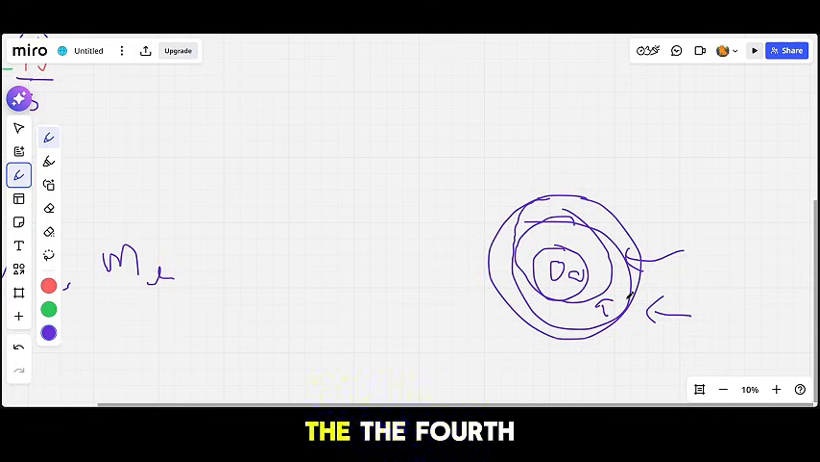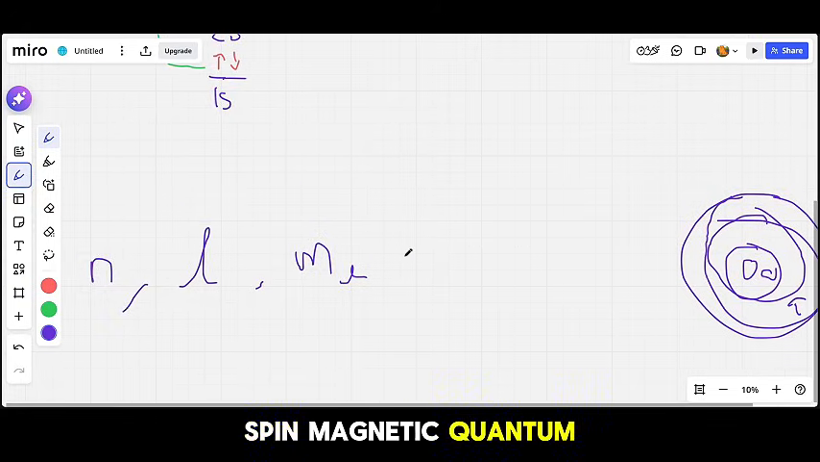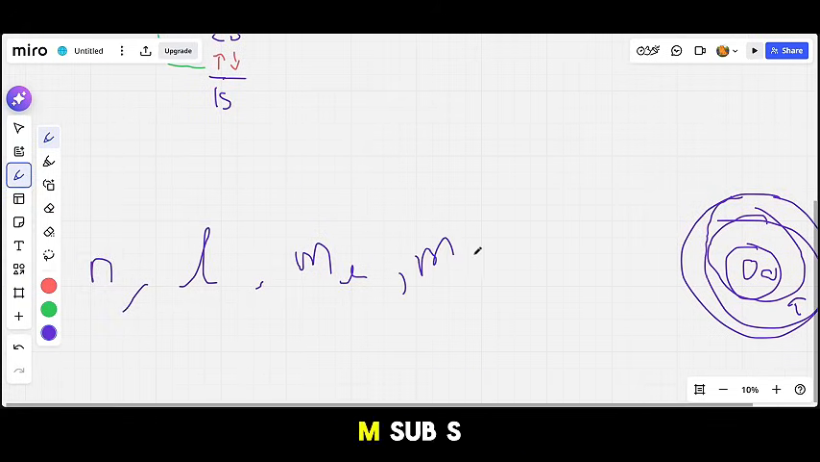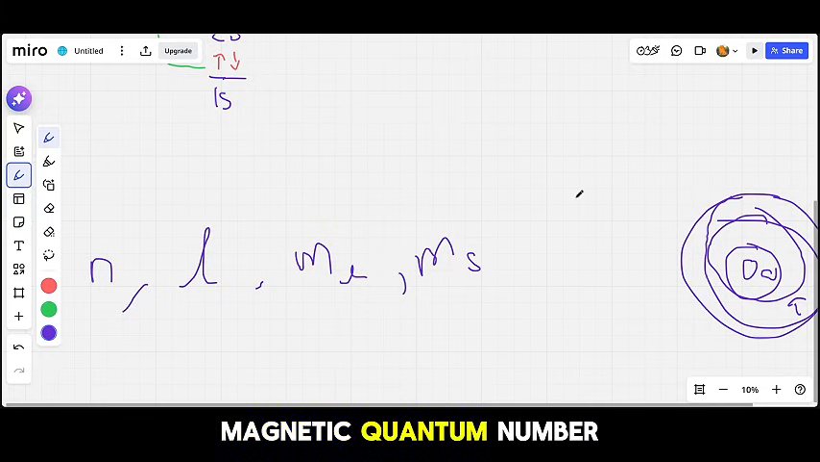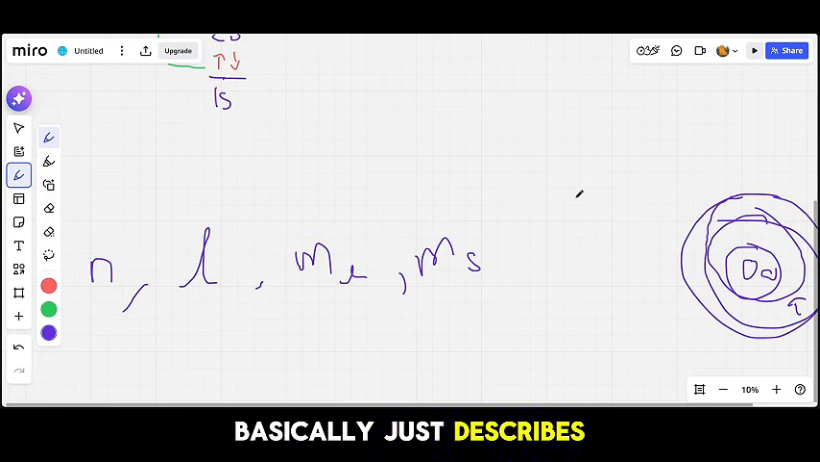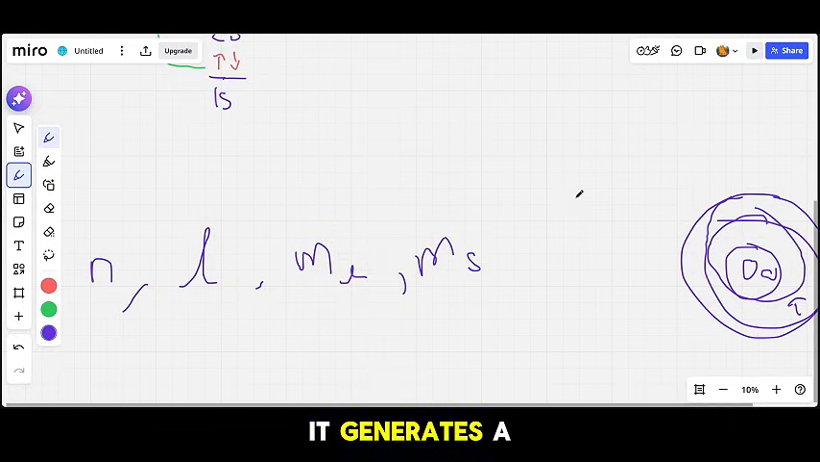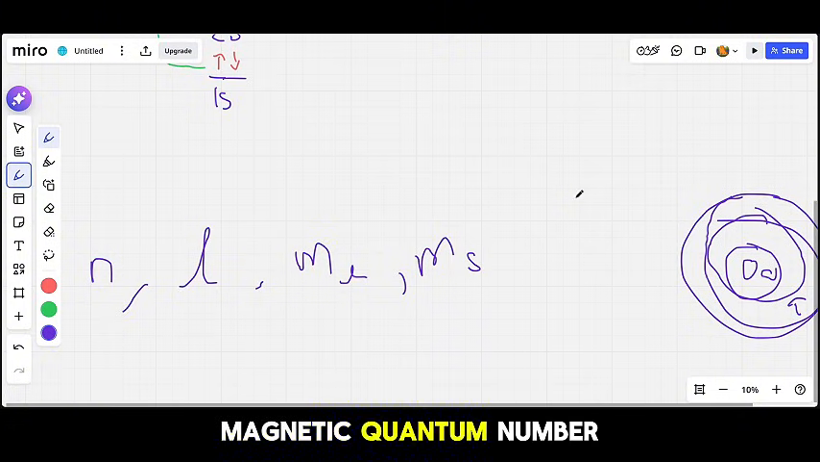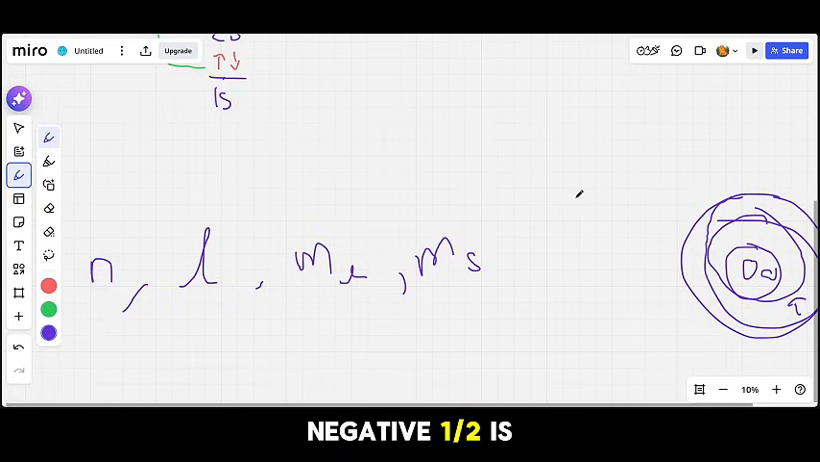The fourth one would be the spin magnetic quantum number, or MS, M sub S. The spin magnetic quantum number can only have a value of either plus 1/2 or minus 1/2. The spin quantum number basically describes the electron spin. Due to the spinning of the electron, it generates a magnetic field. In general, an electron with a spin magnetic quantum number of plus 1/2 is called an alpha electron, and one with a spin magnetic quantum number equal to negative 1/2 is called a beta electron.